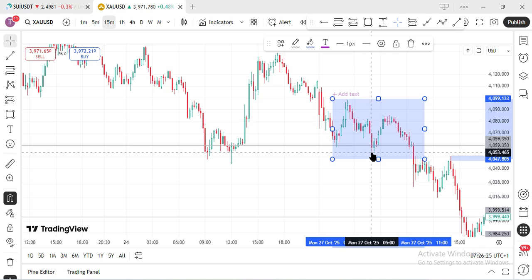So that's pretty much it. Don't worry, we'll make more videos and delve into the details on entry points, on entry setups, A plus B plus entry setups, on structure and order flow.